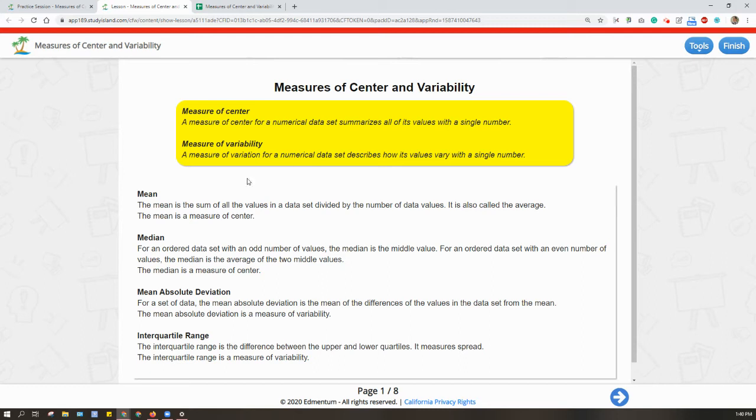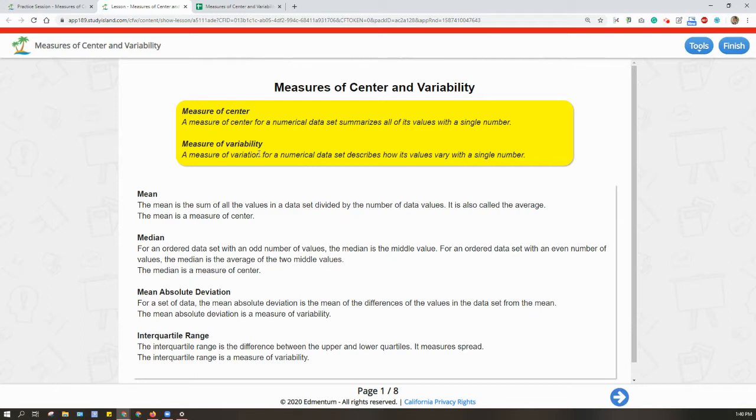Let's go through these definitions real quick. Measure of center. A measure of center for a numerical data set summarizes all of its values with a single number. So a measure of center helps you find the middle of the set of values. It gives you one number that represents all of the data, and that number is somewhere in the middle.